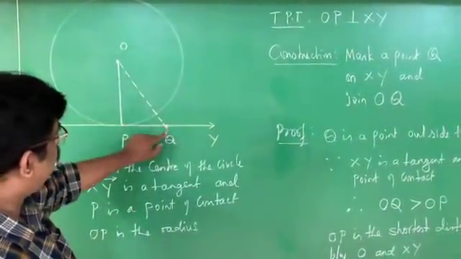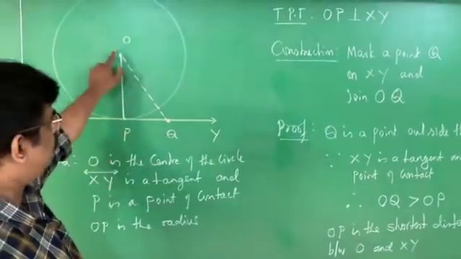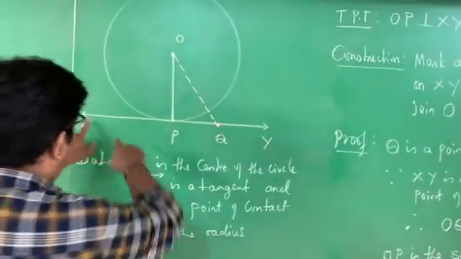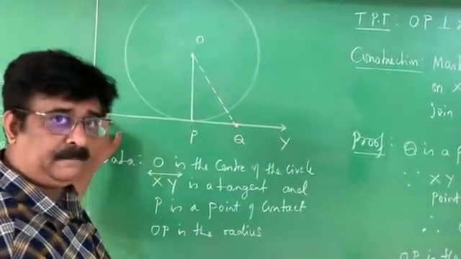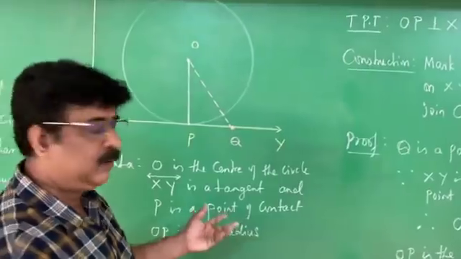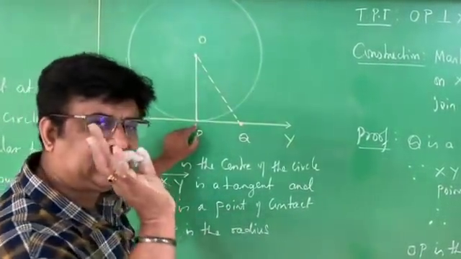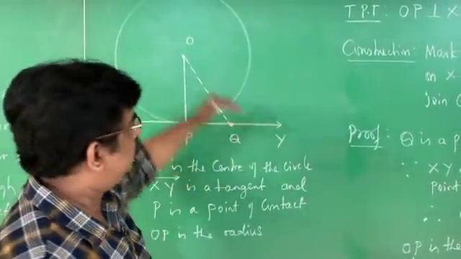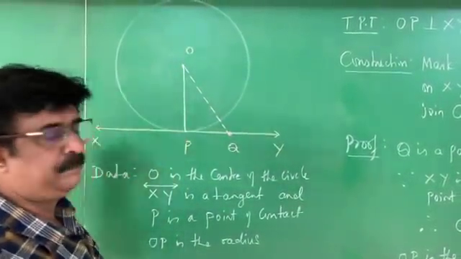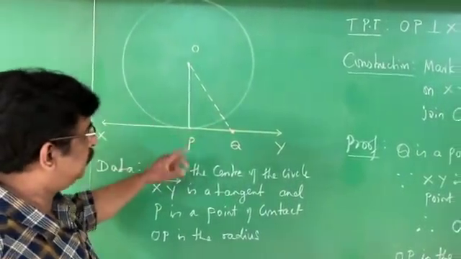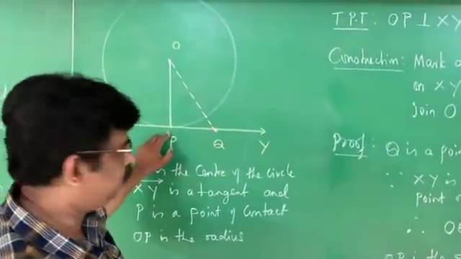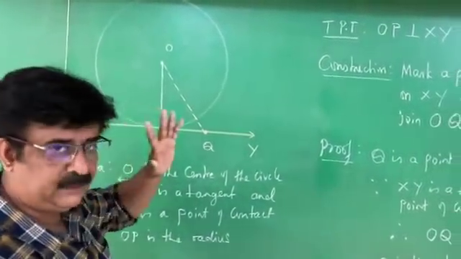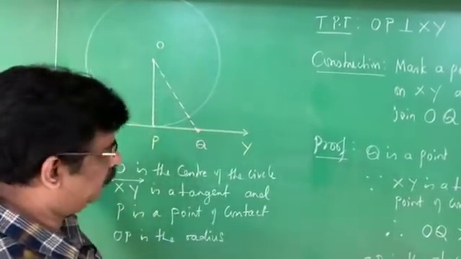Therefore, OQ should be greater than OP. By that, what we understand is, all other points on XY are outside the circle. Therefore, OP is the shortest distance between O and XY. Shortest distance should always be perpendicular. That basic concept you should understand. Since OP is the shortest distance, which is always perpendicular, therefore OP is perpendicular to XY.